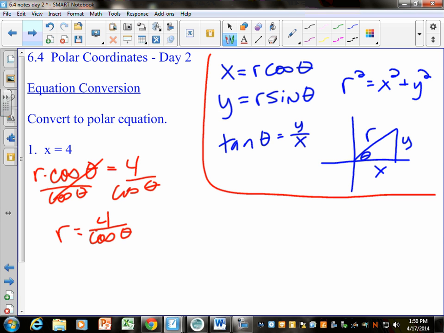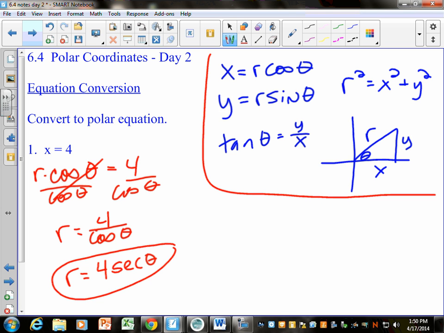Could I do anything else to that to simplify it? We don't usually leave cosine in the bottom of a fraction because we could bring it up and make it 4 secant theta. And if you check your answer in the back of the book, that's what they would have. So you just want to try to get in the habit of simplifying it and trying to match the answer that they have back there.